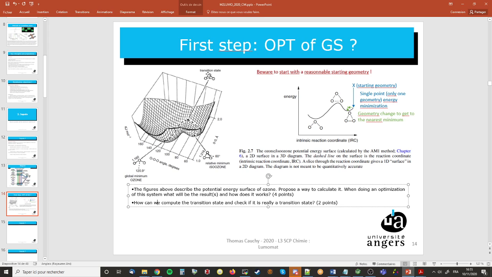I can change the question: why sometimes when you launch your calculation you will not get a minimum, but you can converge to a transition state, and this is problematic. Can I answer in French or not?